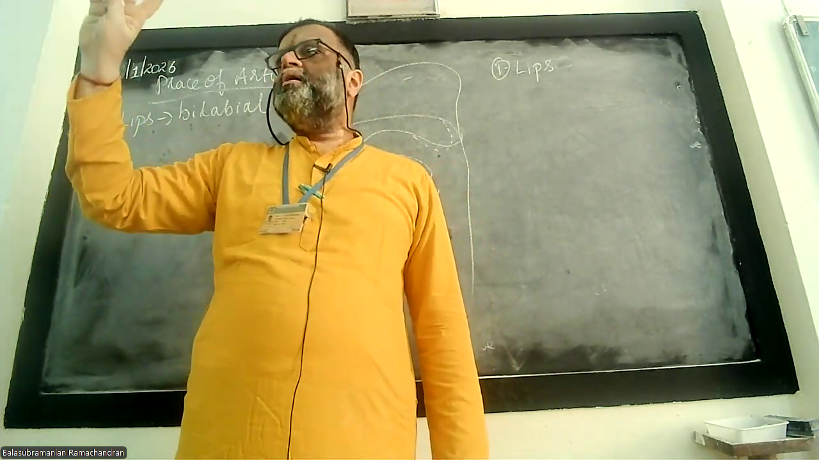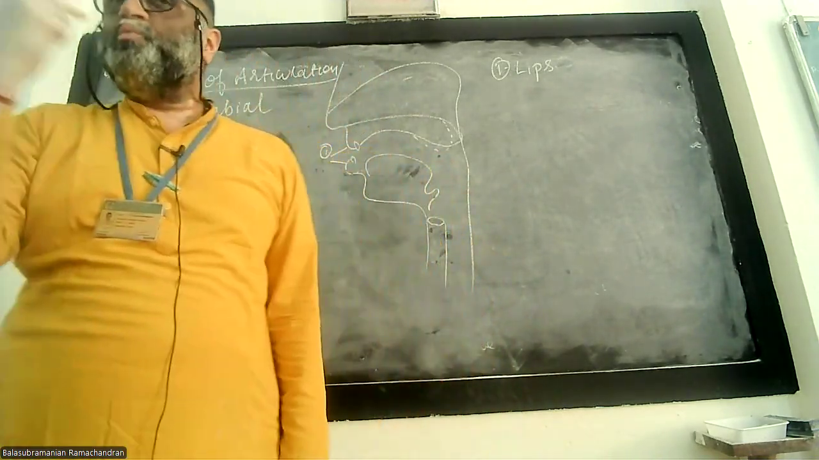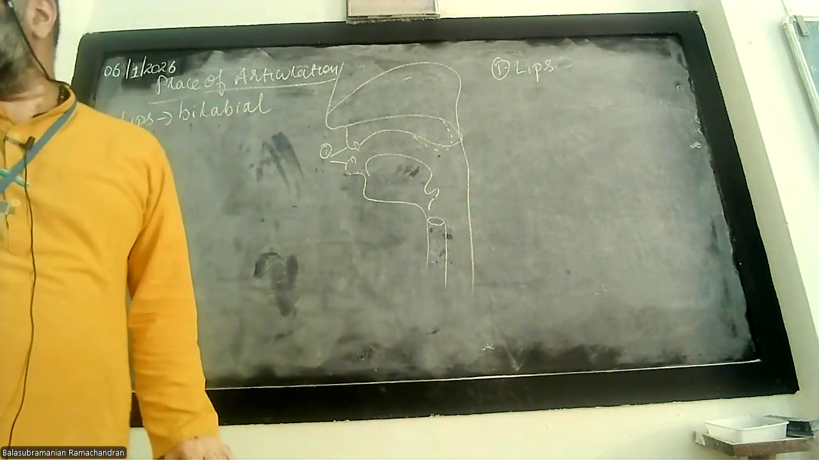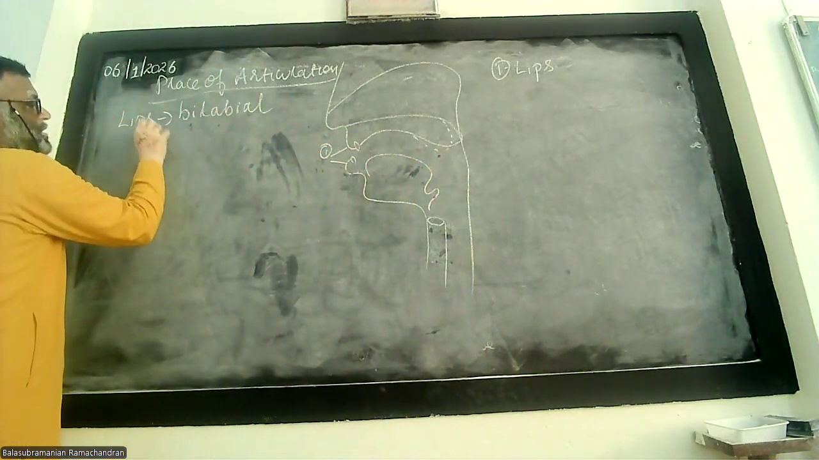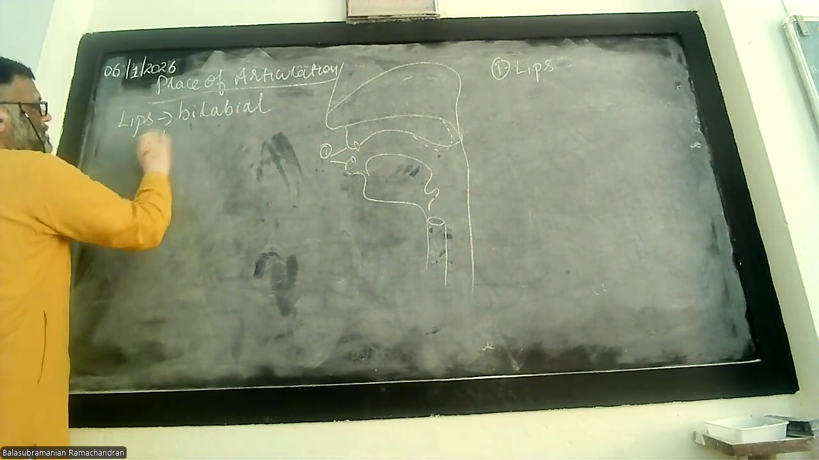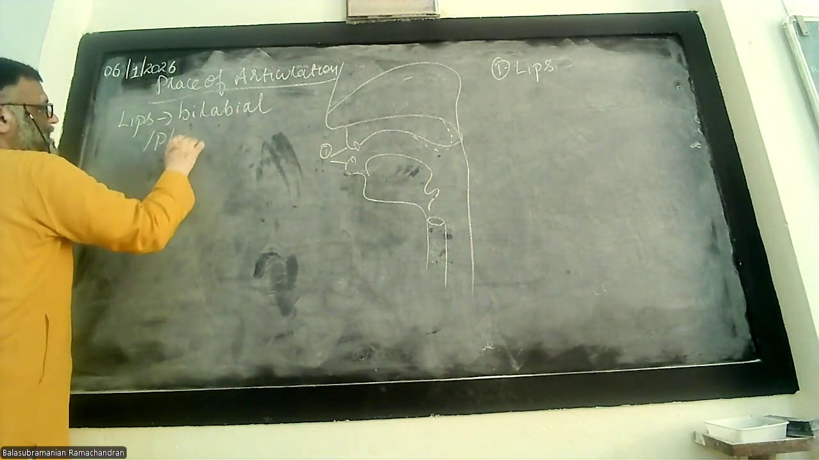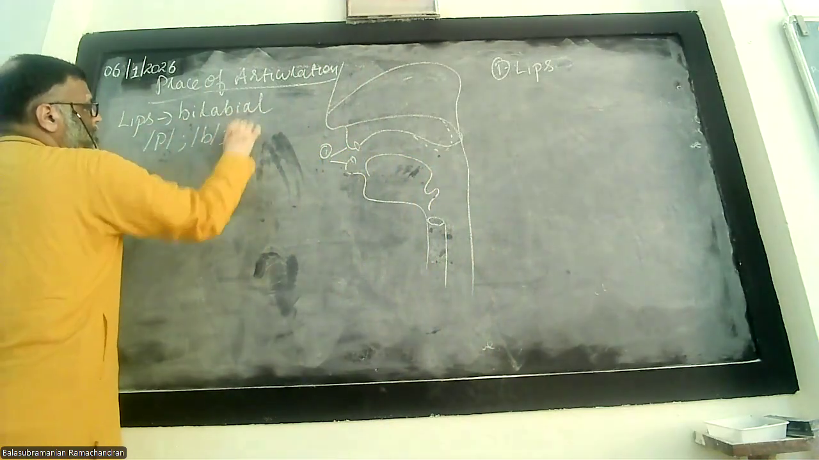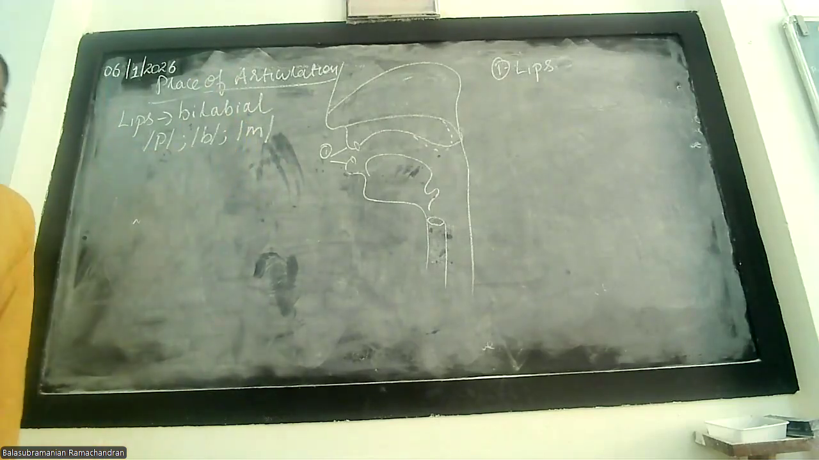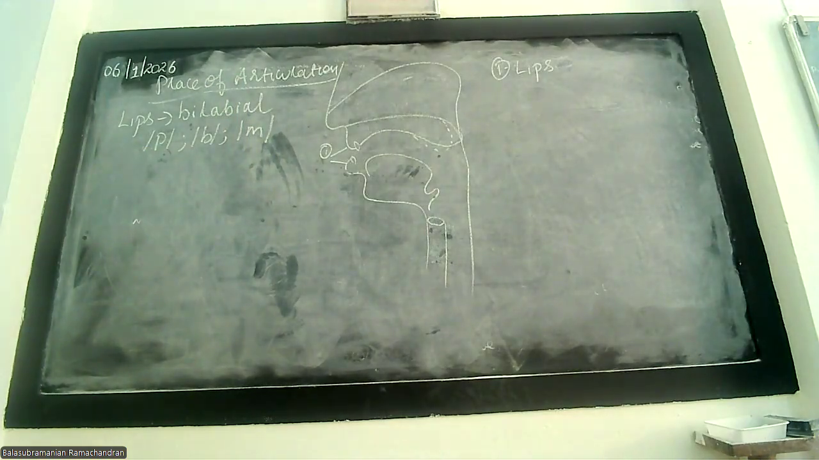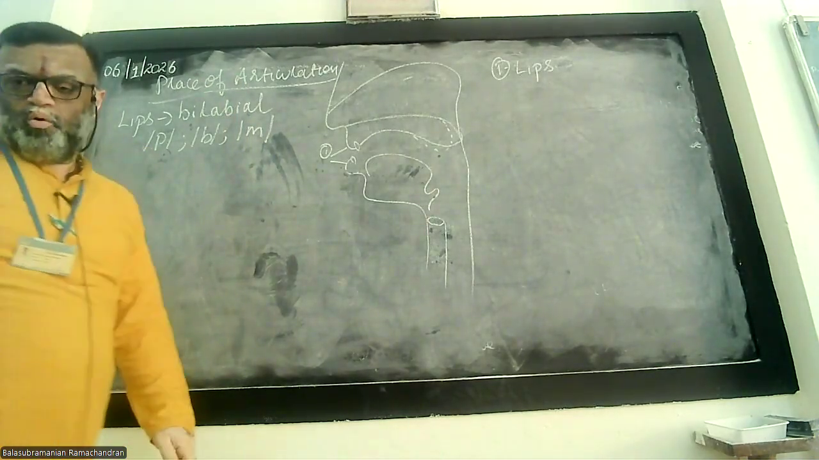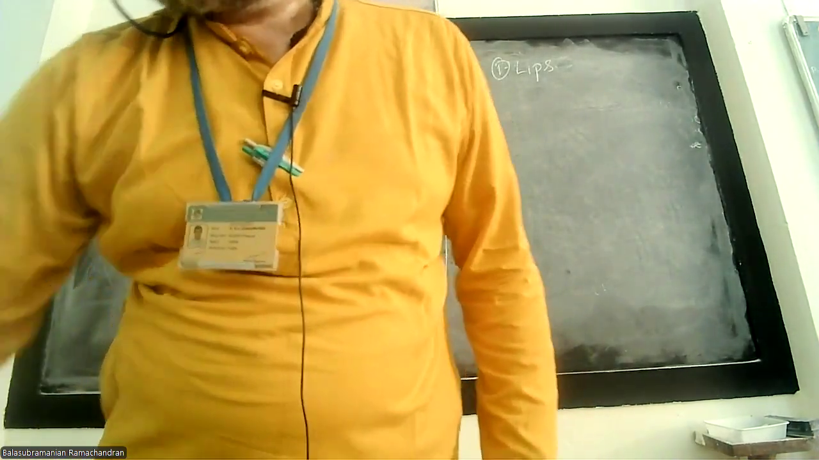B and There is actually one more sound that is produced with the lips. We'll come to that later. Okay. Bilabial sounds are B and involving the two lips. Now, shall we go to the next one?